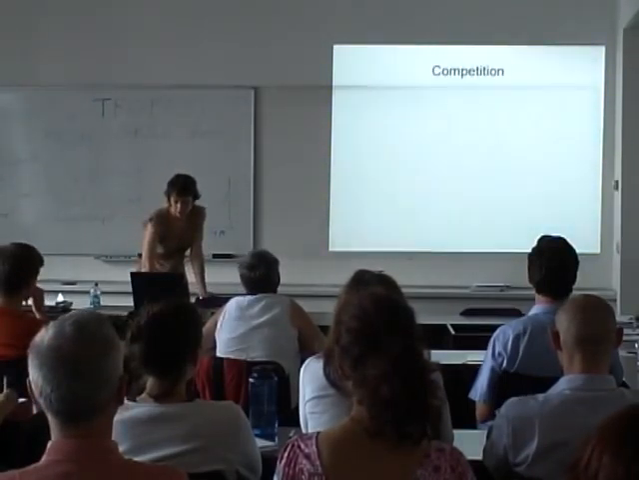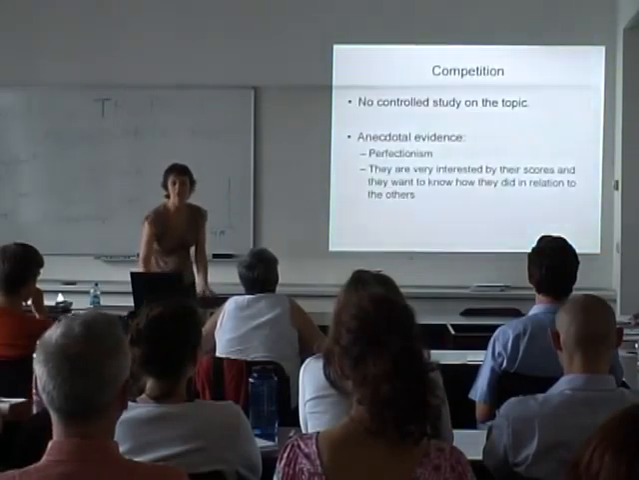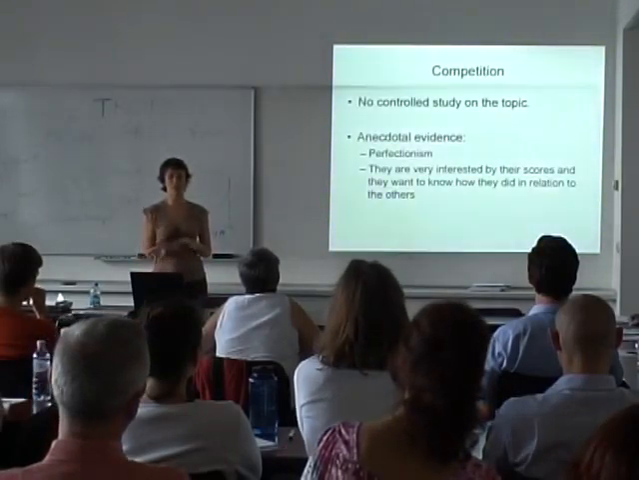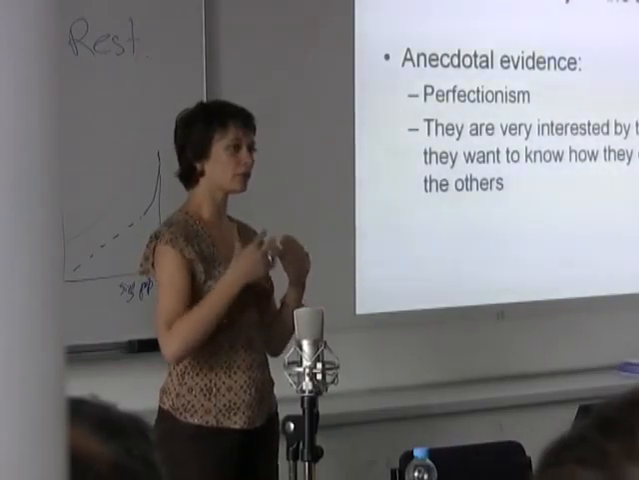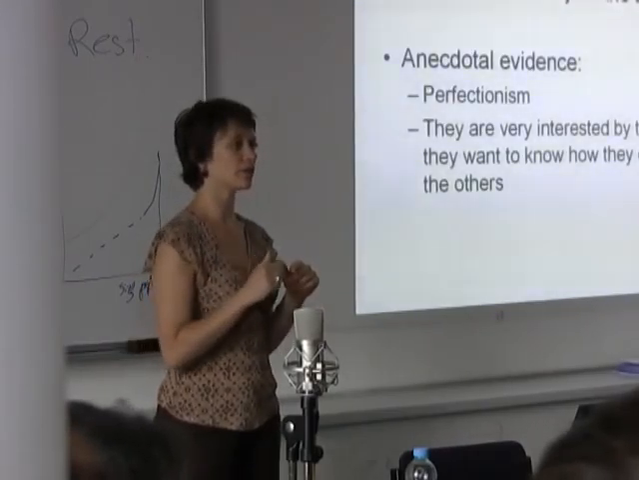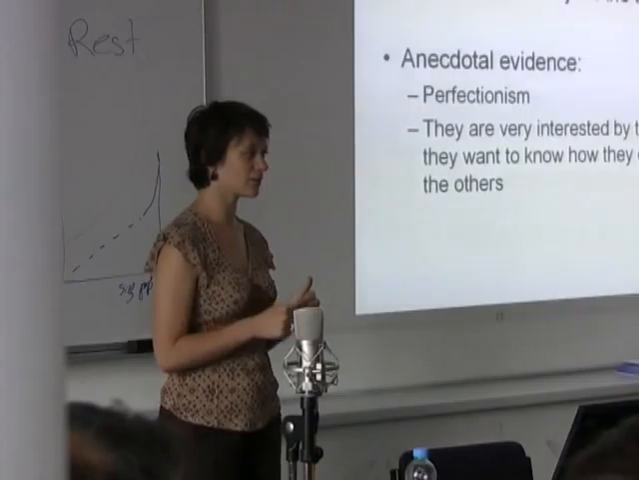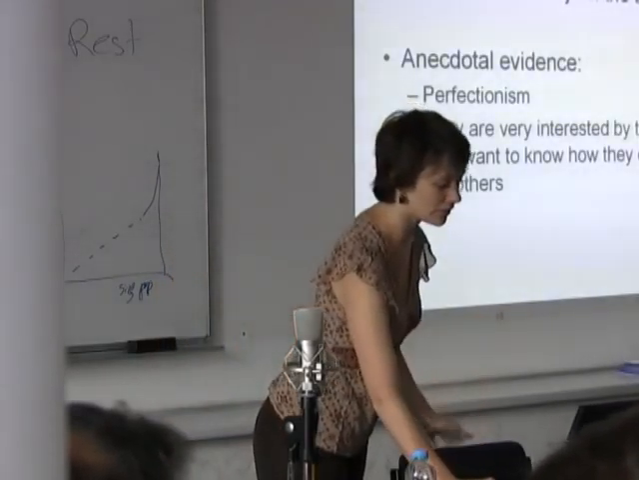About competition, I haven't found much in the literature, but from my interactions with autistic children, I can tell you that when you make an experiment with them, they're really interested in their scores, and not only to know whether they should feel proud of themselves, but they want to know their score in relation to the others. So they want to know if they were the fastest, if they were the best in relation to the others.